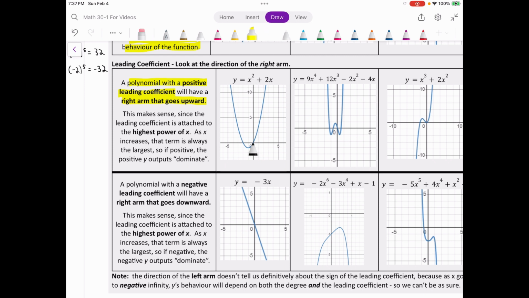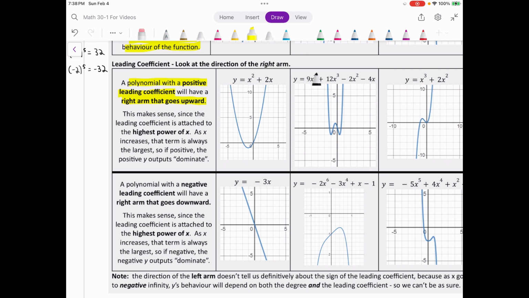And so if as x is getting more and more and more positive, y is getting more and more positive, right? Remember, this is the biggest thing. So if the leading term is positive, the leading term is the largest term because it has the highest power of x. So if we're getting a bigger and bigger positive number as x becomes a bigger and bigger positive number, that just tells us that our leading coefficient must also be positive, right?